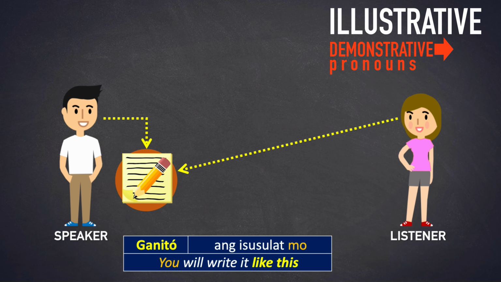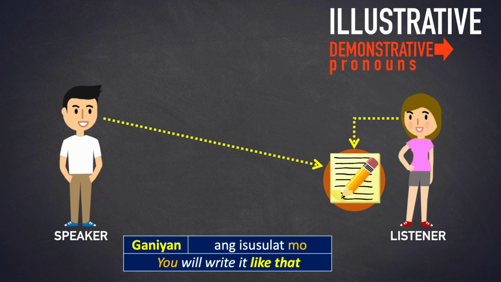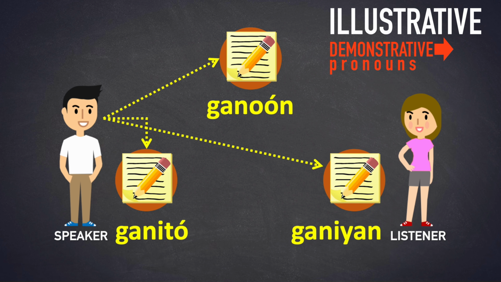Lastly, let's have a look at the illustrative demonstrative pronouns. Ganito ang isusulat mo. Literally, what you will write is like this. Or, you will write it like this. Ganiyan ang isusulat mo. Literally, what you will write is like that. Or, you will write it like that. Ganoon ang isusulat mo. Literally, what you will write is like that over there. Or, you will write it like that over there. This isn't too difficult, right?